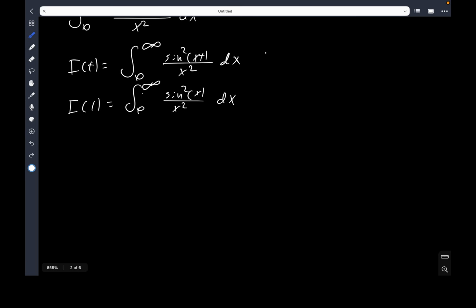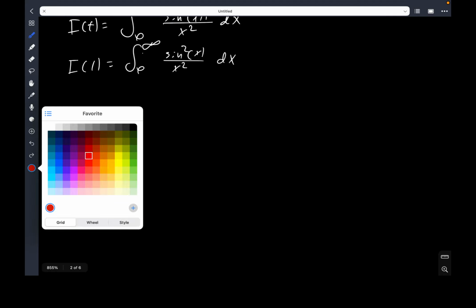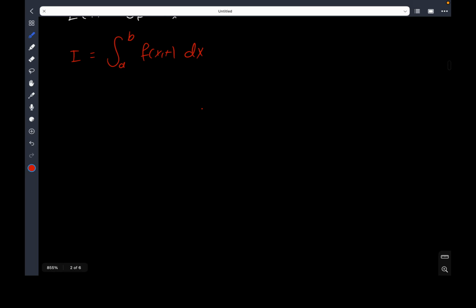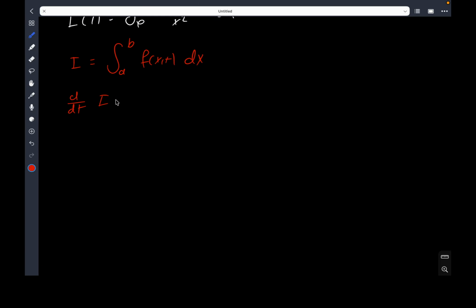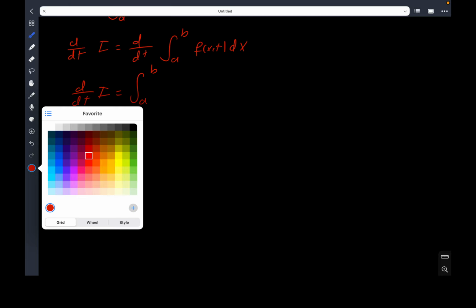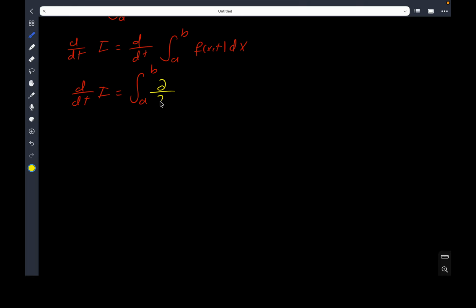For that, you must know a great remark. If I have an integral from a to b of f of x and t with respect to x, and I take the derivative with respect to t, according to the Leibniz rule of integration, d/dt of I is going to be the integral of the partial derivative with respect to t of f of x, t dx.